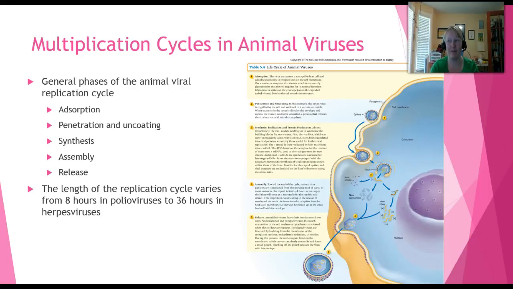I know there's a lot of information in each of these steps. So take your time, work through them, put them into your own words so that you can make sure you understand them. And remember, this is all variable virus to virus, so we're just looking for the general principles. The general phases of viral replication in animal cells are absorption, penetration and uncoating, synthesis, assembly, and then release. We're going to go through each of these on the following slides.